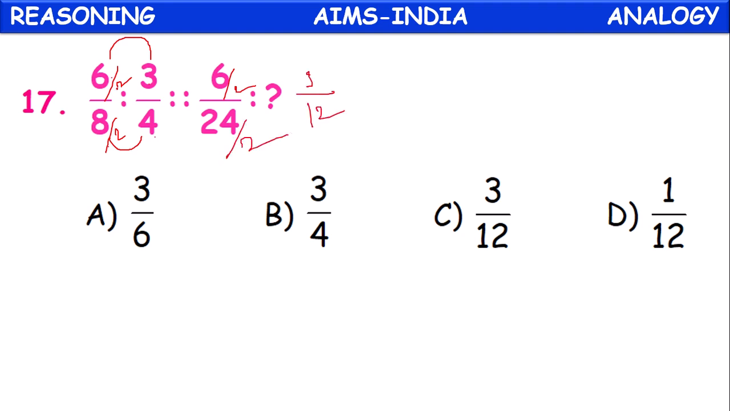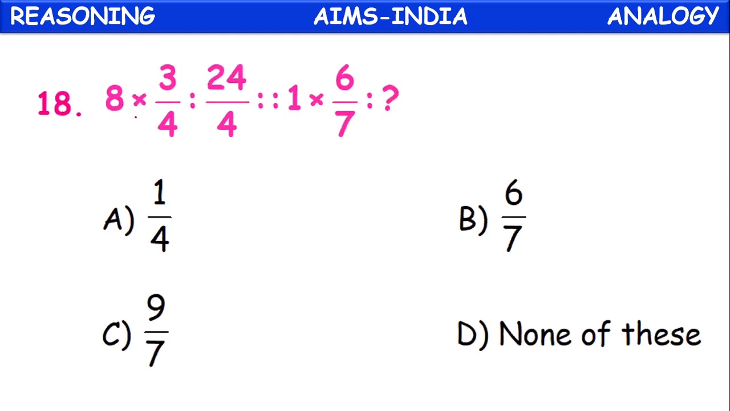Means 6 divided by 2, 3. 8 divided by 2, 4. In the same way, 6 divided by 2, 3. 24 divided by 2, 12. Here we have divided by 2. We have divided the numerator and denominator by 2. Here also we have to do the same. So answer 3 by 12. C option.